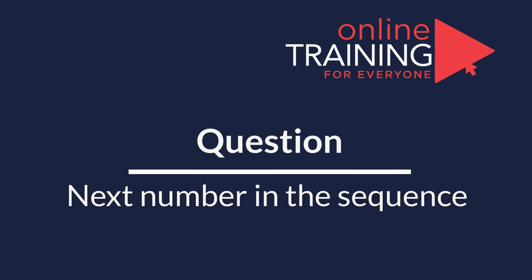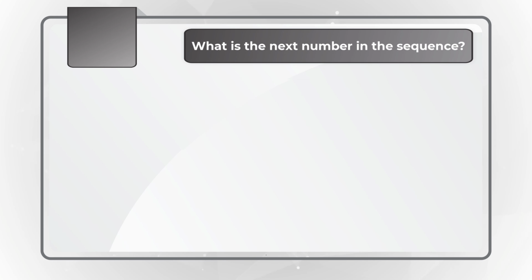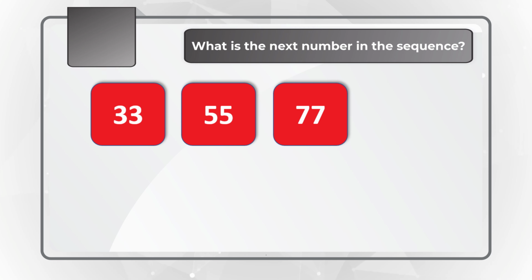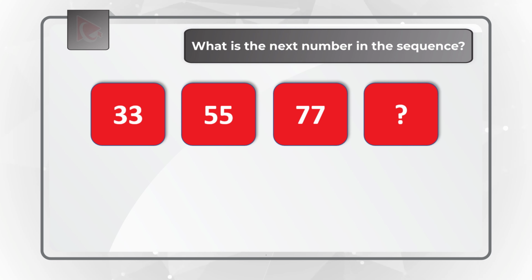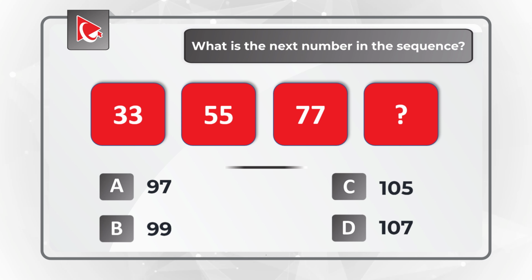Would you like to try your own skills now to see how well you can solve the challenge? This is your opportunity to find the next number in the sequence. You're presented with 3 different numbers: 33, 55, 77, and 1 number is missing. You have 4 different choices to select the solution. Choice A, 97, choice B, 99, choice C, 105, and choice D, 107.